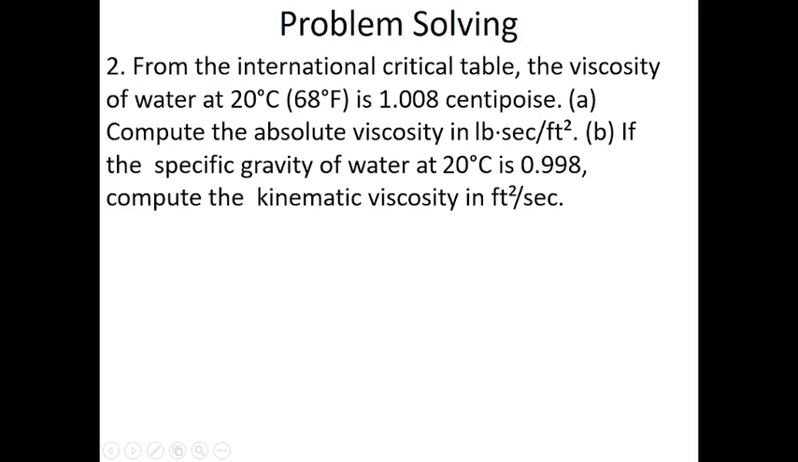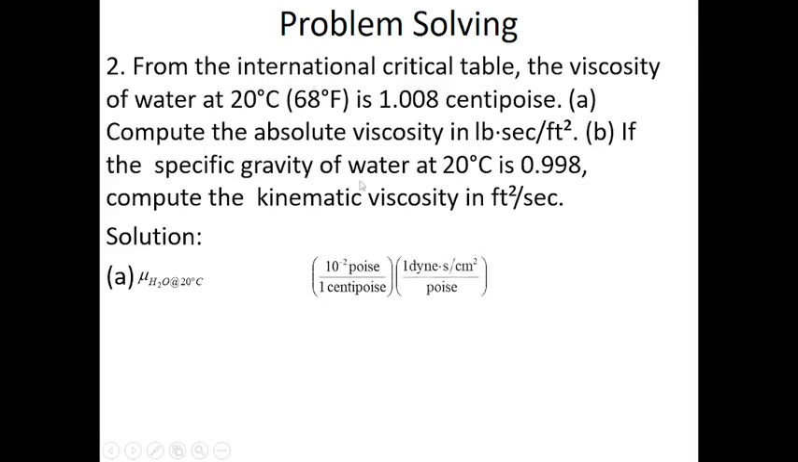So number 2. From the International Critical Tables, the viscosity of water at 20 degrees Celsius or 68 degrees Fahrenheit is 1.008 centipoise. Letter A: compute the absolute viscosity in pound second per square foot. Letter B: if the specific gravity of water at 20 degrees Celsius is 0.998, compute the kinematic viscosity in square feet per second. Solution, letter A.